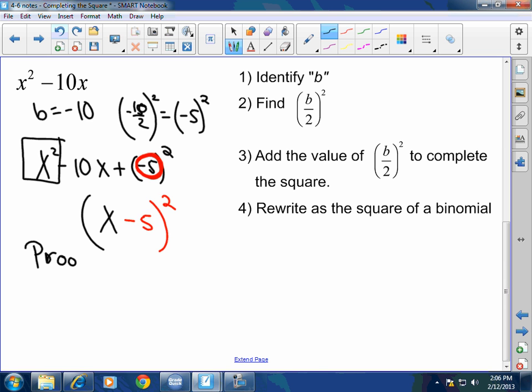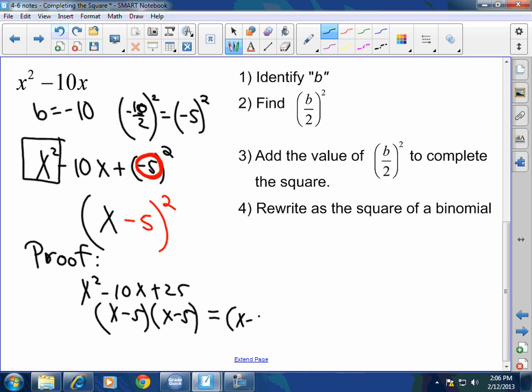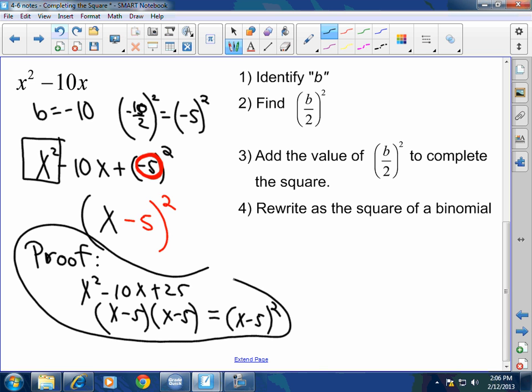I'll prove it to you that that works. X squared minus 10x plus 25. Isn't that a perfect square trinomial? X minus 5 times x minus 5. Isn't that x minus 5 squared? Do you really want to go through all of this work? No. And especially when you get into fractions, it's not going to be so easy.